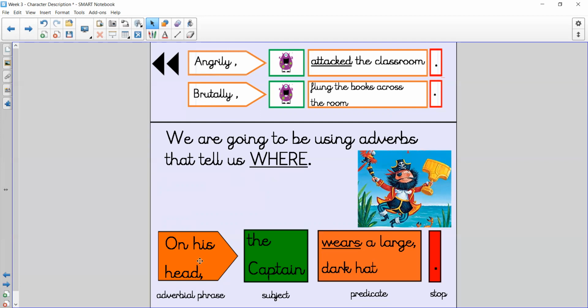Now, I've got an example sentence here that describes our pirate. So we've got, on his head, the captain wears a large dark hat. So I'm going to read that sentence again. On his head, the captain wears a large dark hat. And I've got my full stop at the end. So I've got my adverbial phrase at the start.